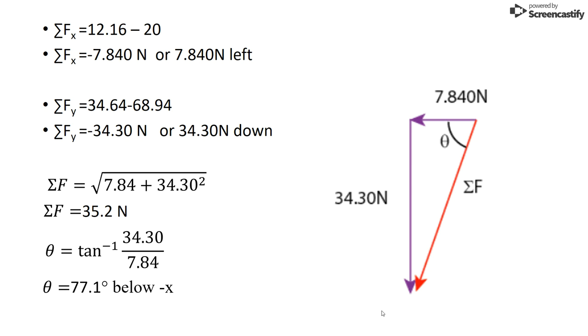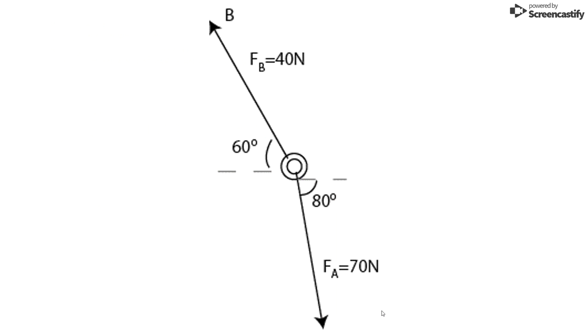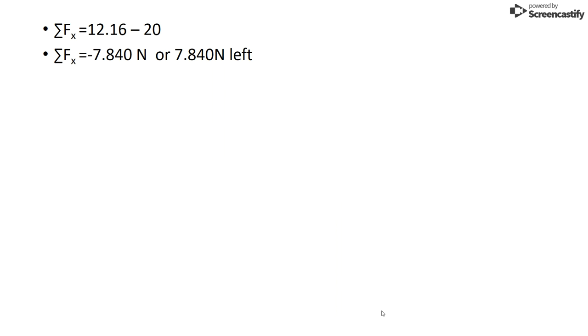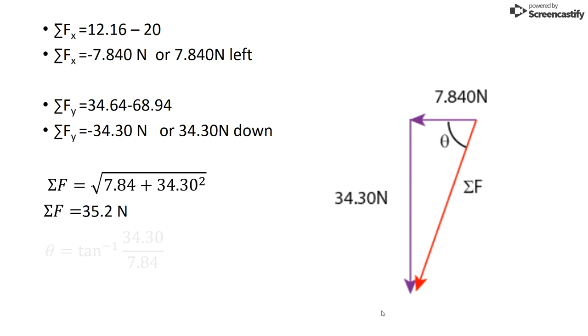And we know then that we could balance these two forces by one force. Based on the fact that the net, or the total of this, is 77.1 below the negative x, we know that we could balance that with a 35.2 Newton force up and to the right, 77.1 degrees above the positive x.